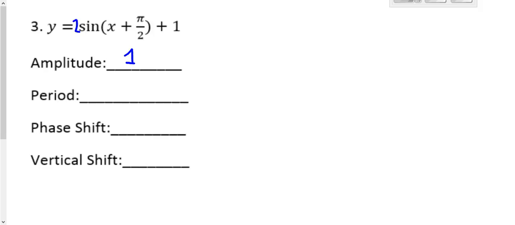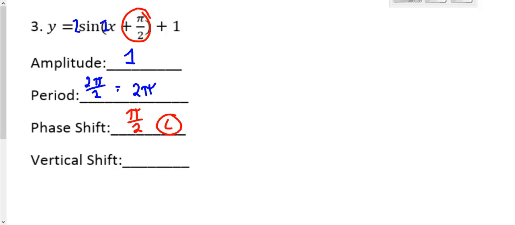Also, the period. If we look in front of x, there is a 1 again. There's no number, so that's still 2 pi divided by 1, which means the period is 2 pi, which is the standard period to have. Next, we have the phase shift. We do have a number inside those parentheses, so we have plus pi over 2. So this is going to shift pi over 2. Since it's positive, it's going to go to the left.